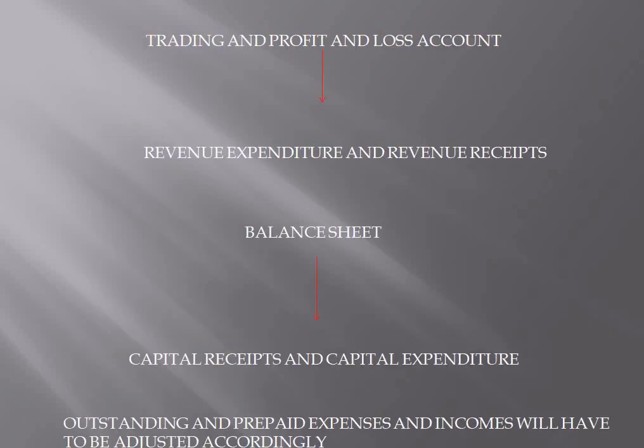Now, why do you have to know about revenue receipt and revenue expenditure, capital receipt and capital expenditure? Because in a trading and profit and loss account, we have to consider only the revenue expenditure and revenue receipt. And in the balance sheet, you have to take the capital receipts and the capital expenditure. Then all outstanding and prepaid expenses and income will have to be adjusted accordingly.